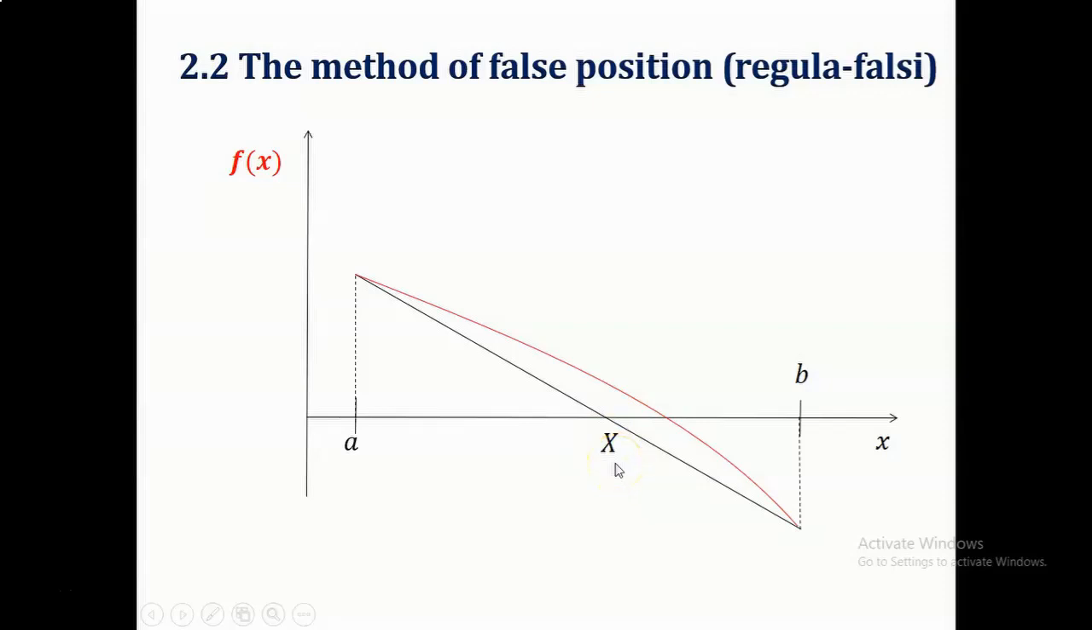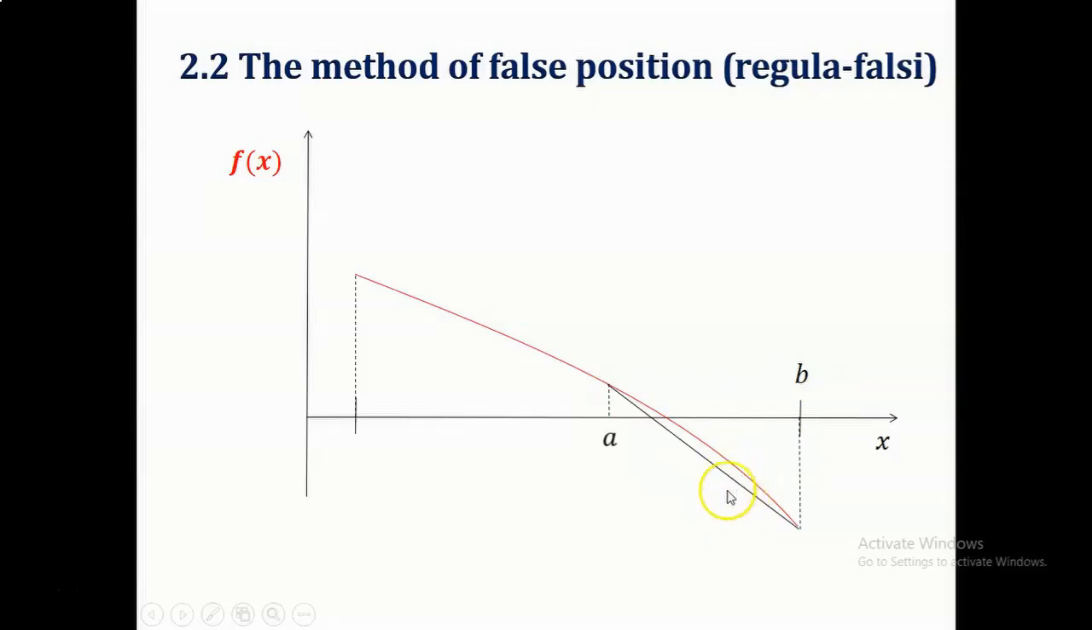And then similarly, I check if f of A times f of x is negative. If not, then A equals x. If yes, then B equals x. So in this case, f of A times f of x is positive, then A is equal to x. And then this is my new interval AB.